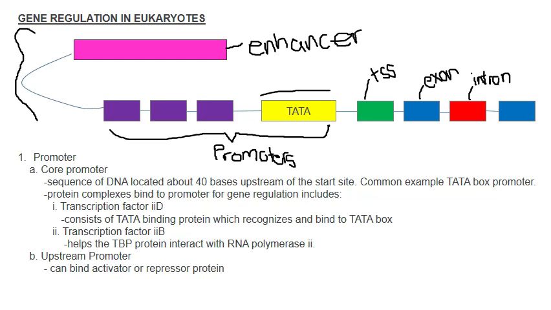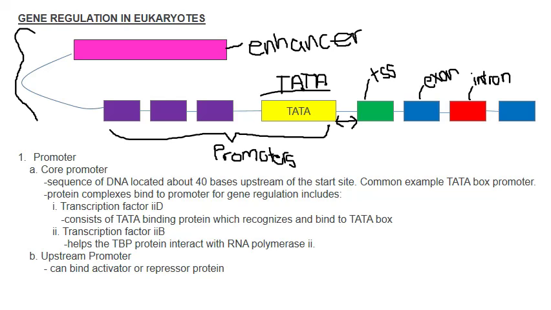The core promoter is a sequence of DNA located 40 bases upstream of the start site. It is found in all eukaryotic genes. Why is it found in all eukaryotic genes? Because the core promoter remains consistent throughout all eukaryotic genes. Remaining consistent means that it remains as the TATA box. That means the sequence of nucleotides is TATA.